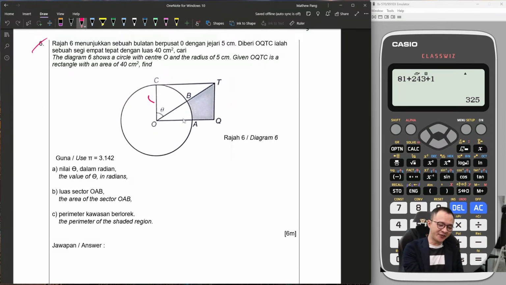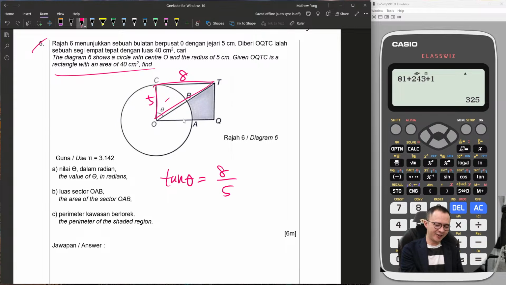So the radius is 5 centimeters, and the area of the rectangle is 40. The area of the rectangle tells me the other side here is 8, isn't it? Because 5 times 8 is how we get 40. Pi is 3.142. Find theta. I will assume opposite and adjacent, a right-angled triangle, so we use tangent.